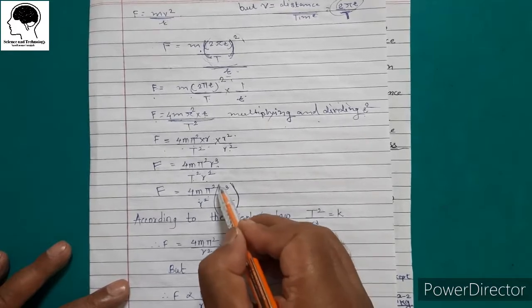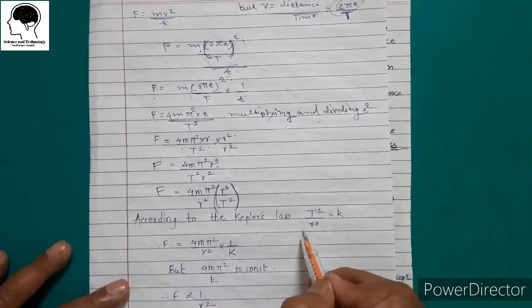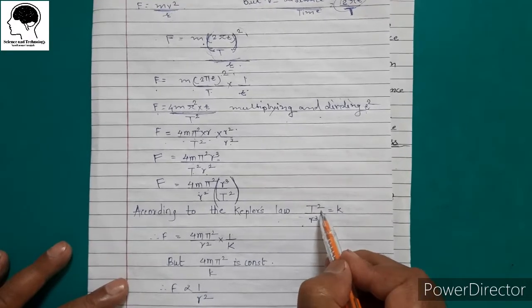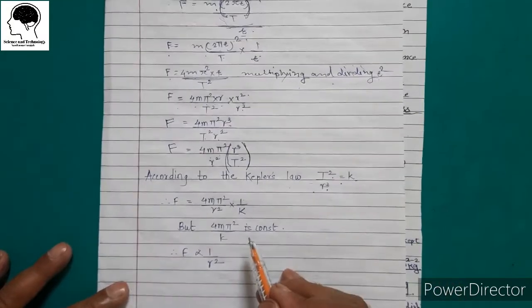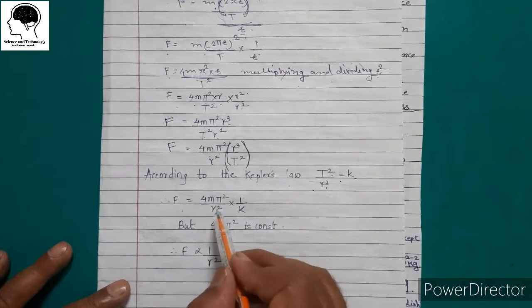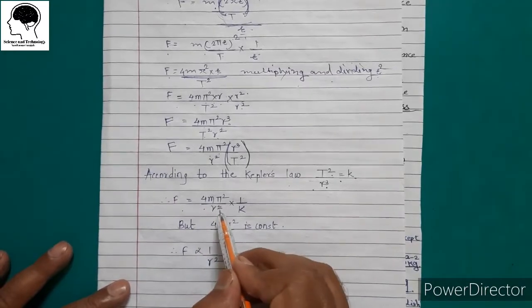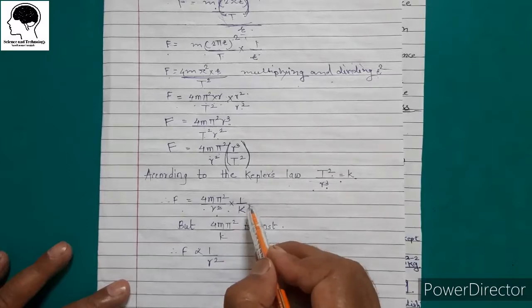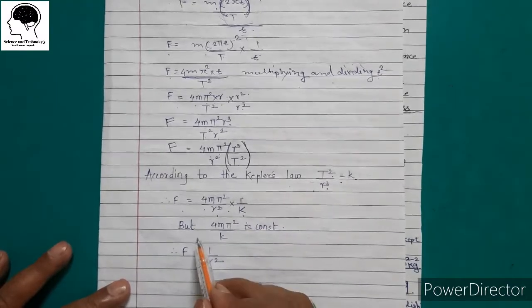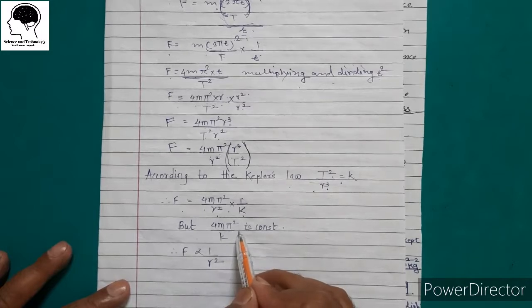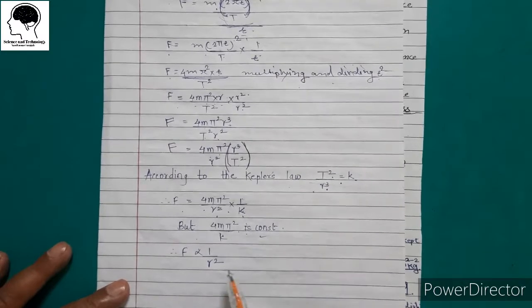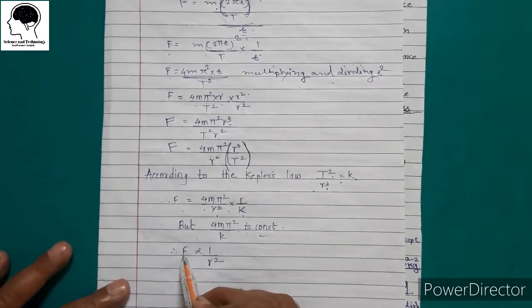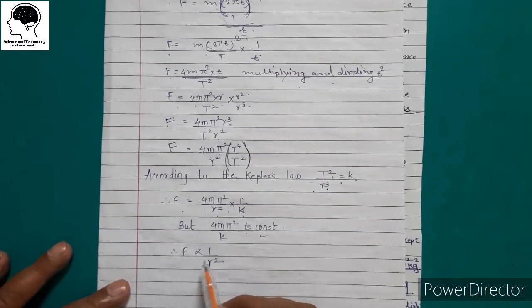This is the constant according to Kepler's law, that is T square upon R cube is equal to K. Here F is equal to 4m pi square upon R square into, that is constant, 1 upon K. But 4m pi square upon K is the constant. So F is directly proportional to 1 upon R square.